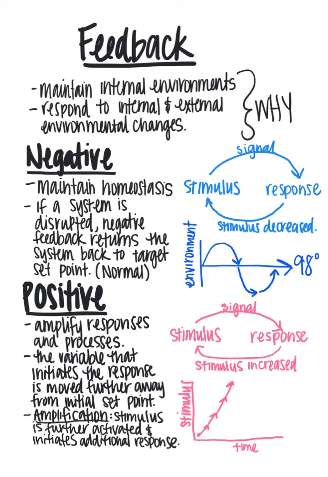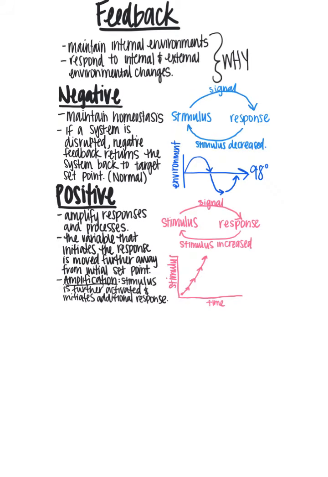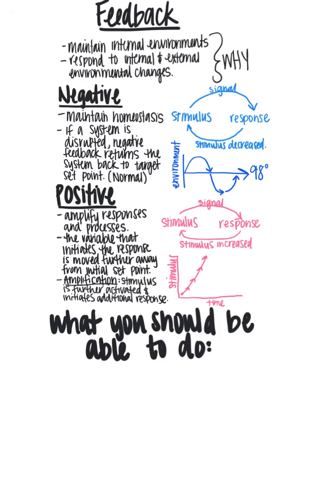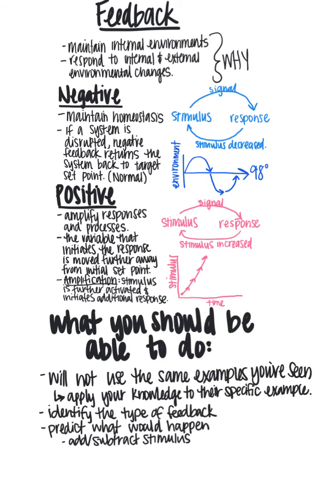Now, as far as the AP test is concerned and what College Board expects you to do with this information, there's a few things that you'll need to be able to do, because College Board will not use the same examples that we go over, but you'll have to be able to apply these. The first thing you'll have to be able to do is to identify the type of feedback that's occurring in their example that they give you, if it's negative or if it's positive. You'll also have to probably predict what would happen in different scenarios. So what would happen if you add a certain stimulus, or if you subtract a certain stimulus, or if the environment is moved in one direction or the other.